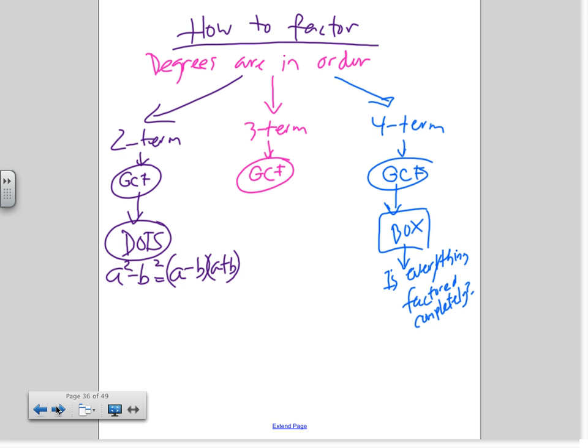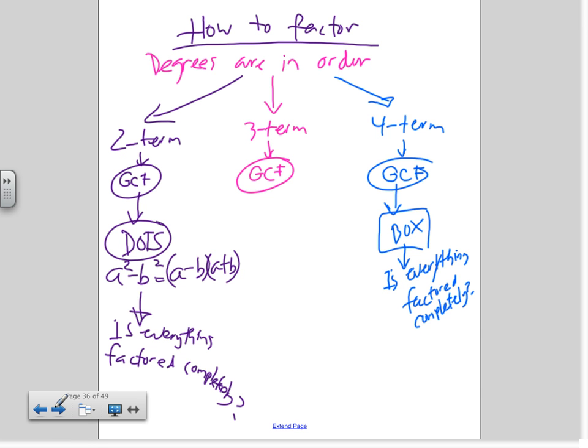And even after you're done with this, you still have to ask, is everything completely factored? Still, that same question like every single other problem. Did I factor everything completely? So, for 2 terms and 3 terms, pretty easy, pretty straightforward. I hope that you see that.